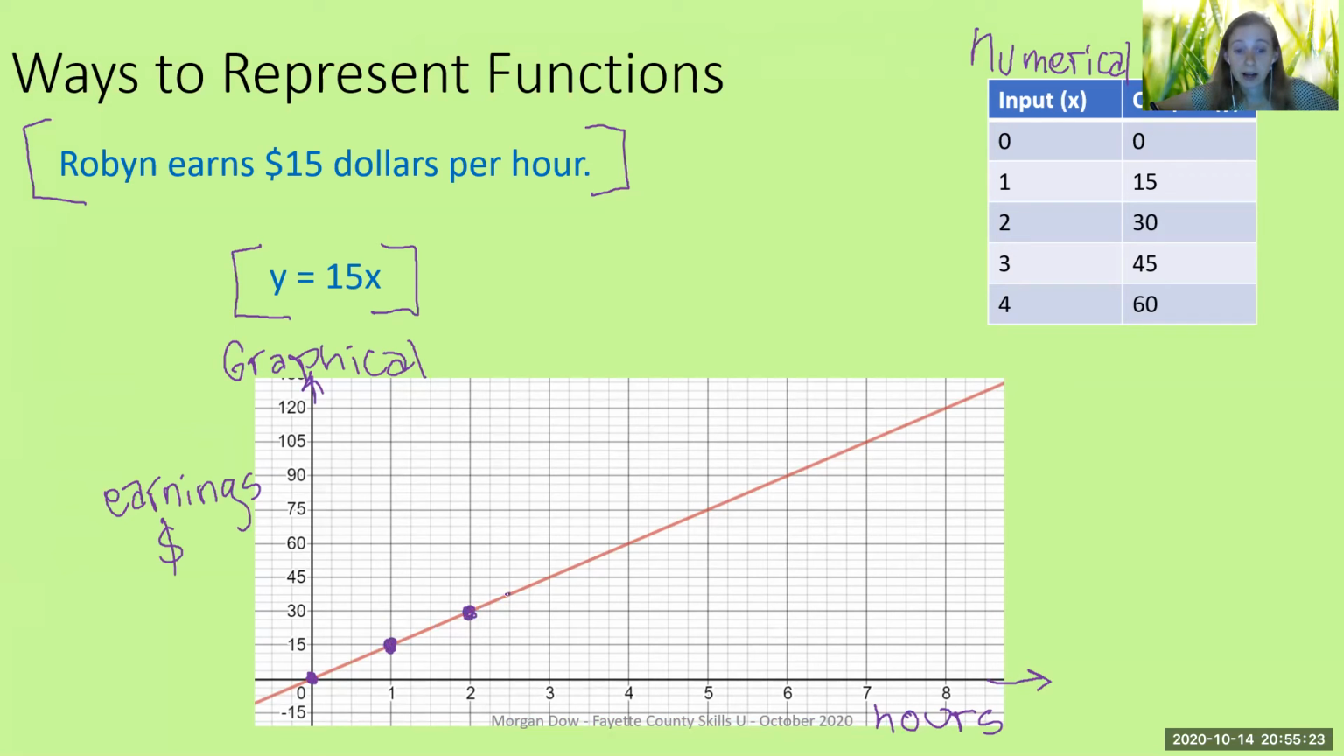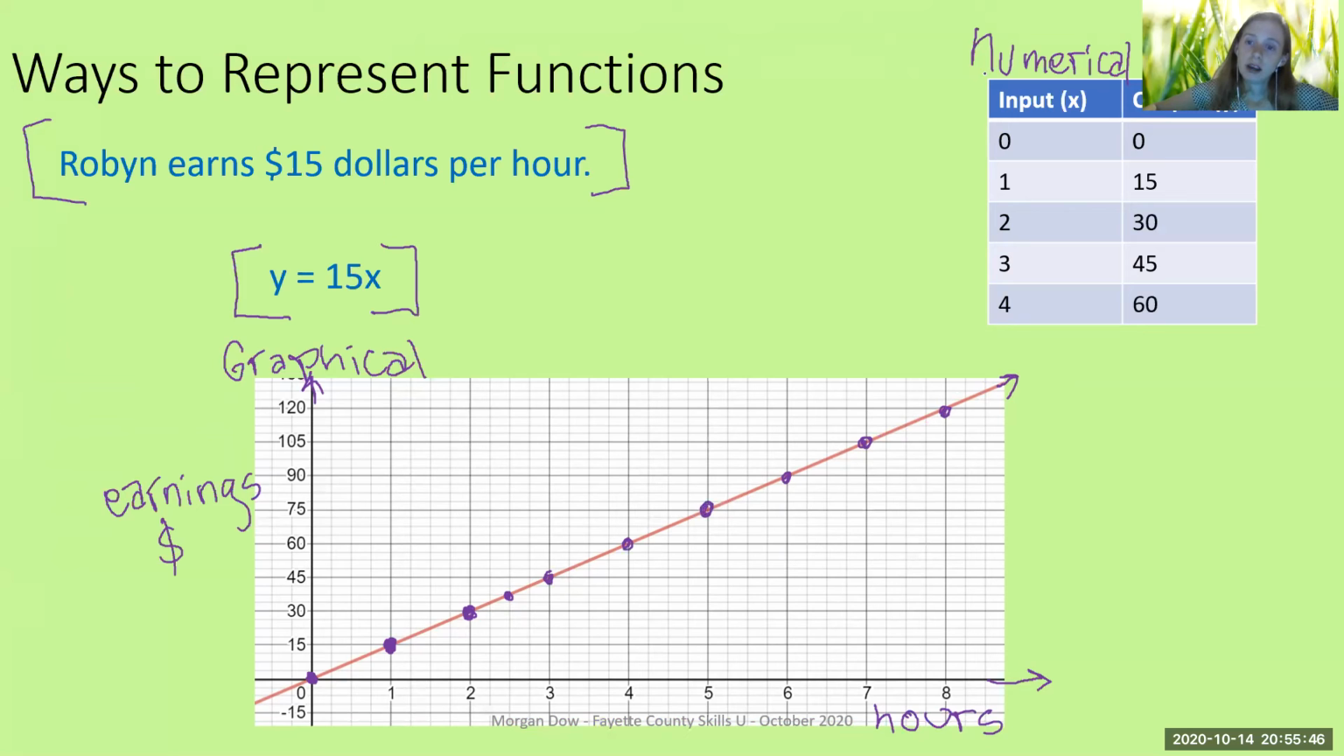She could work 2.5 hours, and she would get $37.50. 3 hours, 4 hours, right? So this red line is a visual representation of this relationship between hours and earnings. And we could keep going up from here. Our graph just has to stop at some point, right?